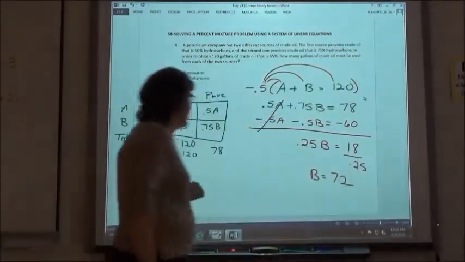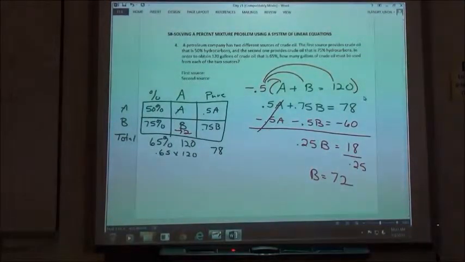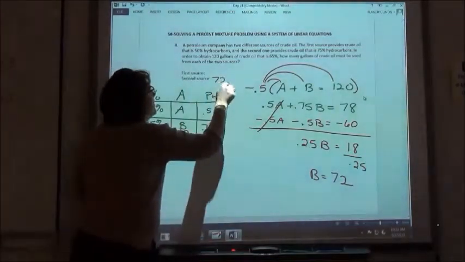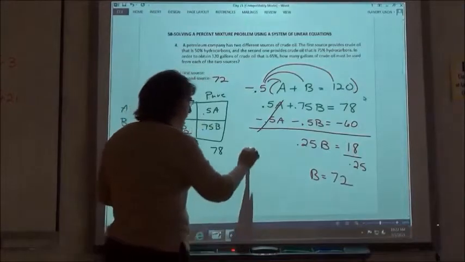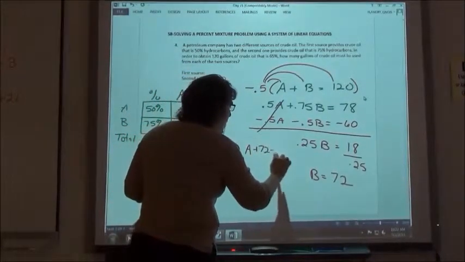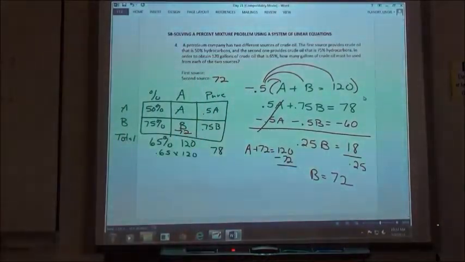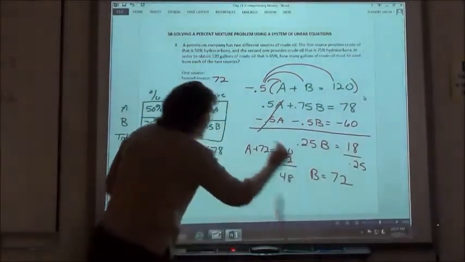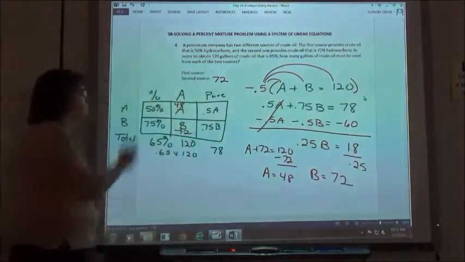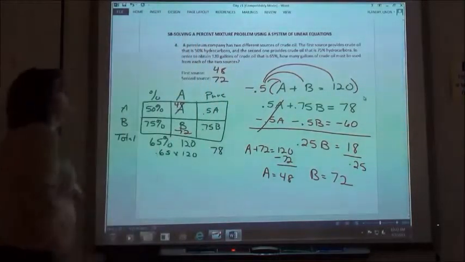72 would make some sense. So we know we had 72 gallons of B. We want to also know how much we have of A. Well, again, we knew that the total was 120. So if we take A plus 72, we get 120. And all we really need to do is subtract then. What was that? 48. So A is going to equal 48 gallons. So we have 48 gallons of A and 72 gallons of B.